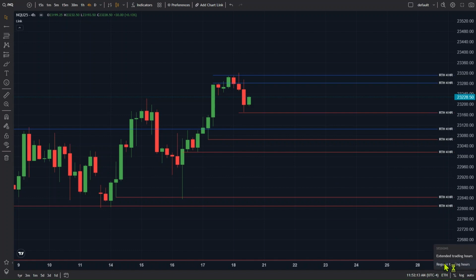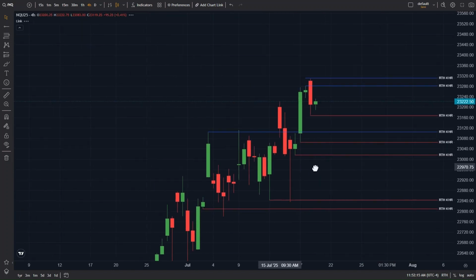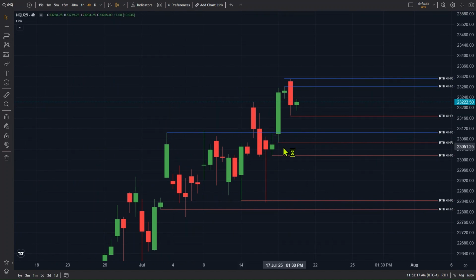But whenever you're marking your levels, I just think it's really important that we use only regular trading hours if you're trading New York session as your levels where price might trade to. As you can obviously see during regular trading hours, those are the levels we're reaching for.